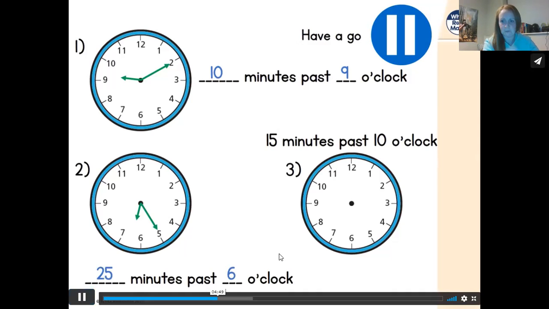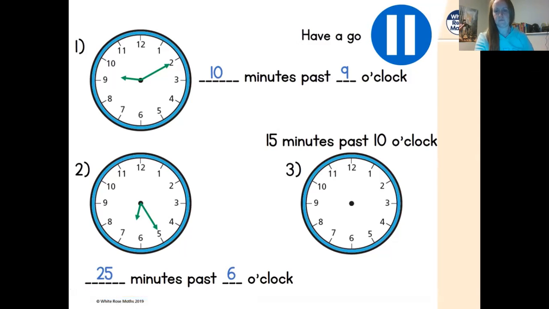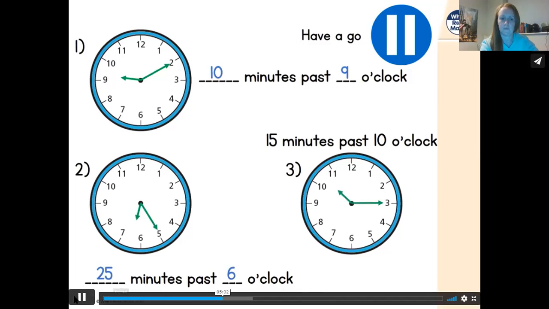Number 3, we have to draw this, so 15 minutes. So this time we'll be dividing 15 by 5 because each interval is 5. So that's going to be the minute hand pointing to the 3, and the hour hand just starting to move past the 10. Okay, so there you can see we've counted, we were looking for 15 minutes past 10.